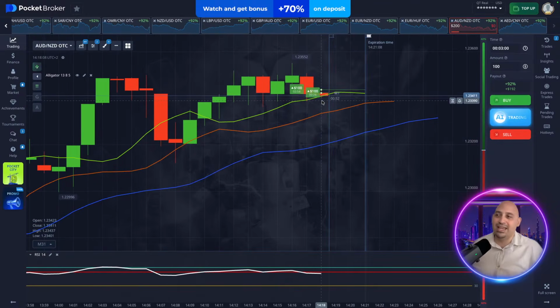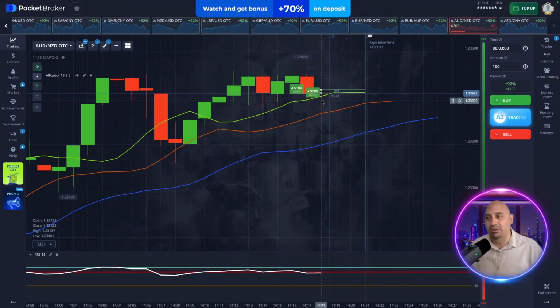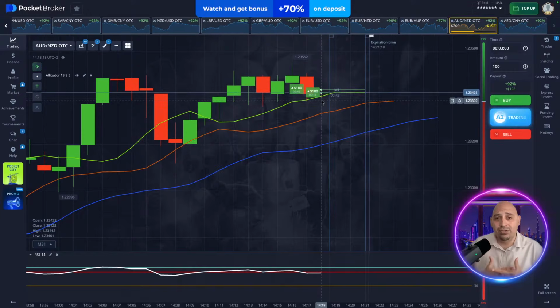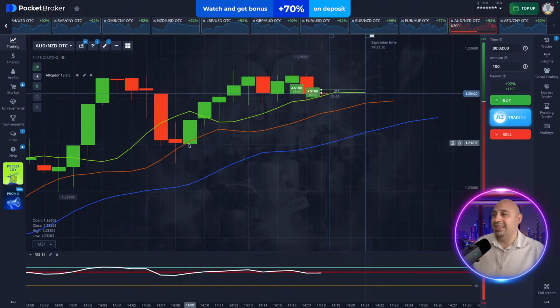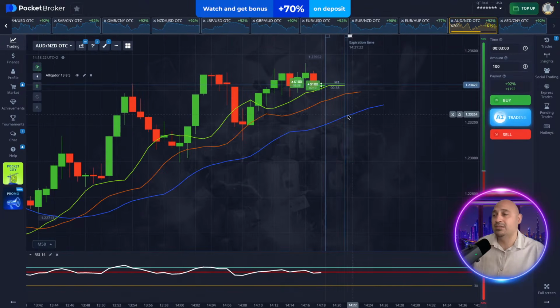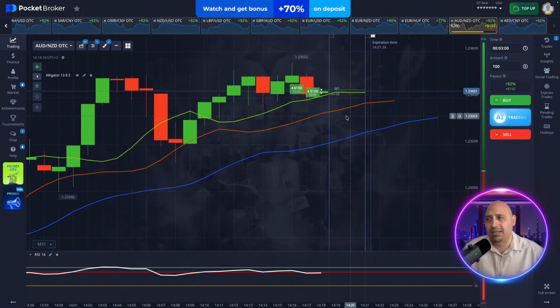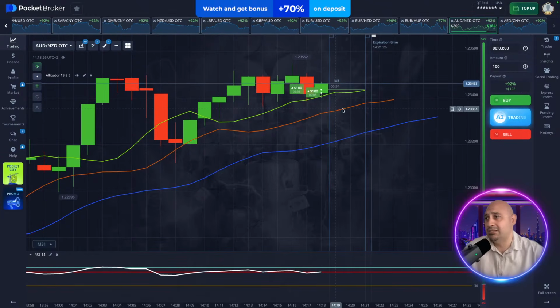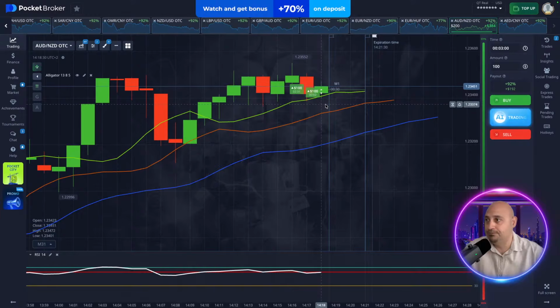But for some reason, the AI is choosing 30 seconds. So for me, 30 seconds is extremely fast. You can't really predict what will happen in the next 30 seconds. But if you give it a few minutes, remember, the alligator needs a few minutes just to confirm that the trend is intact. So 30 seconds for me is extremely fast. Nevertheless, AI seems to be doing all right for now.